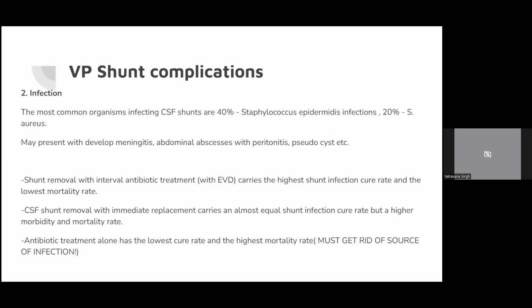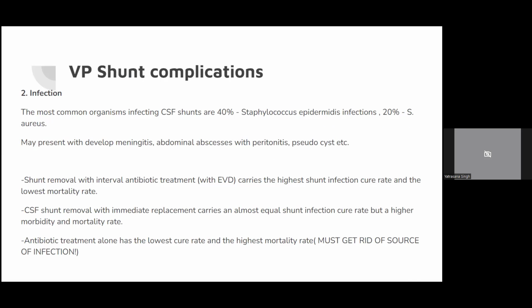Infection is another common complication. The most common organisms infecting shunts are Staphylococcus epidermidis and Staph aureus. The patient may present with meningitis, they may have peritonitis, or they may even develop a pseudocyst.